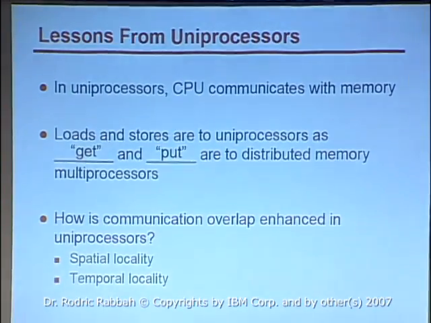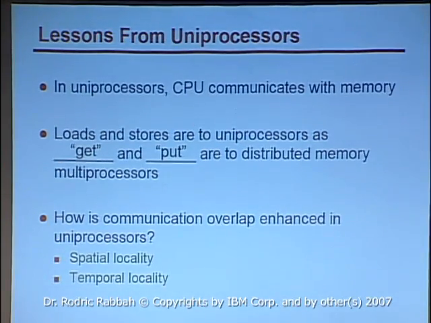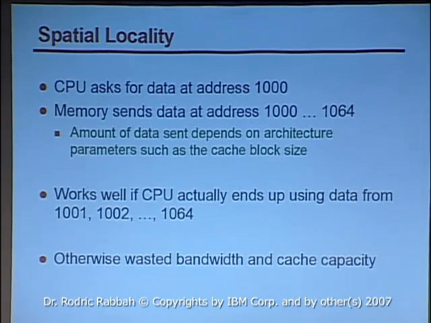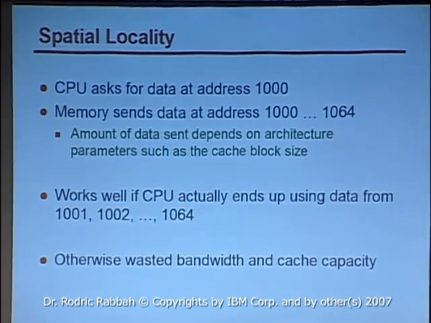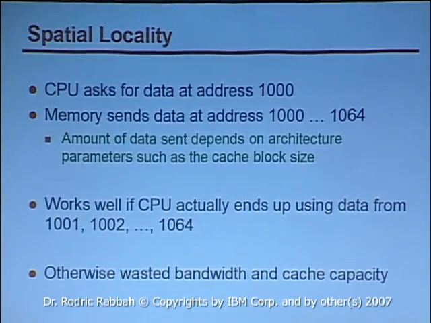So on a uniprocessor, how do you overlap communication? Well, the memory system is designed in a way to exploit two properties that have been observed in computation: spatial locality and temporal locality. I'm going to look at each one separately. In spatial locality, the CPU asks for a data address 1000. What the memory does is send the data at address 1000 plus a whole bunch of other data that's neighboring to it, so 1000 to 1064.